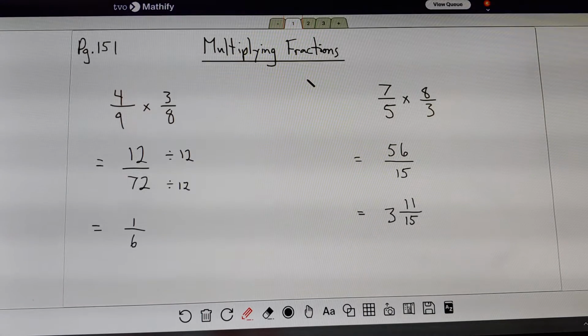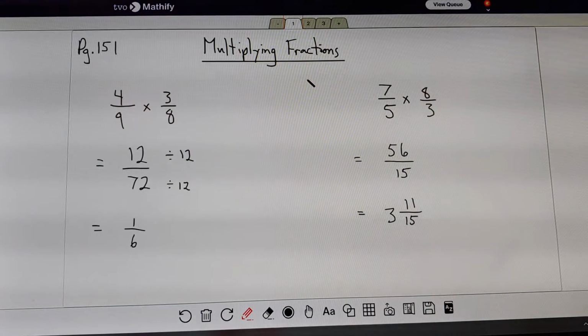Way easier than adding or subtracting or comparing sizes and everything else like that, because you don't have to find common denominators. You can just multiply them. Here it is. You ready? Get your brain sitting down so you don't fall over.